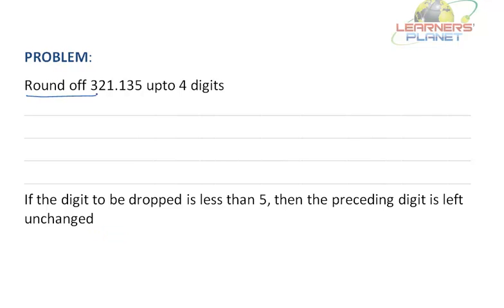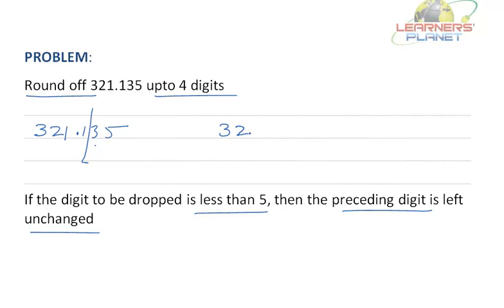The next problem says that we have to round off 321.135 up to 4 digits. So 321.135, we have to cut off here. Now this digit 3 is less than 5, so the preceding digit is left unchanged, so it will become 321.1. Okay, now no need to write 00 because if you are writing 00, that means you are increasing the number of significant digits. Okay, so it will be 321.1 only.